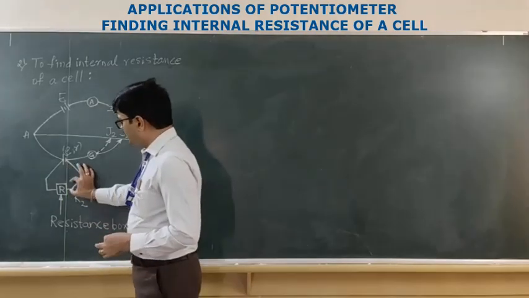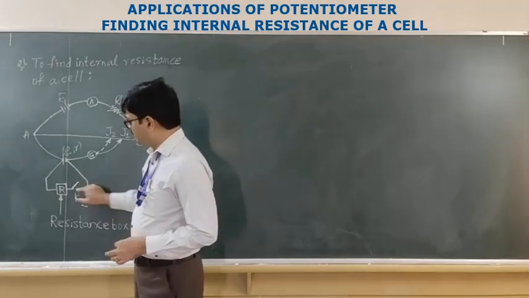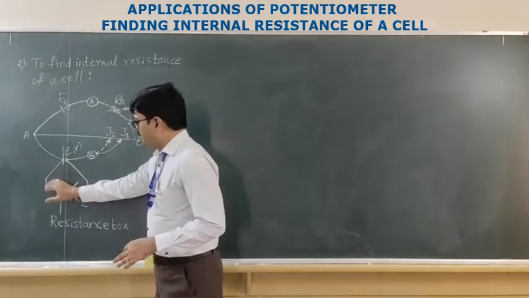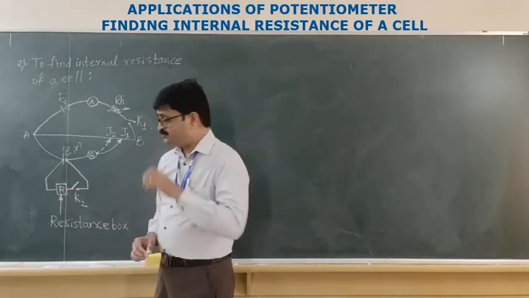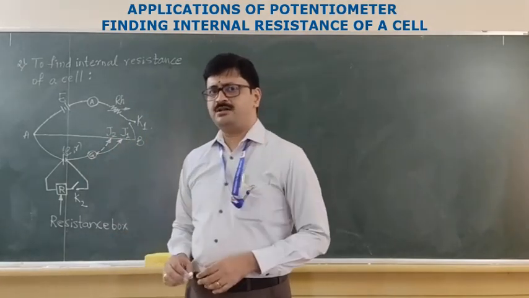Okay. And along with that resistance box, I am connecting key K2 in series with it. So this is the setup, or circuit, across the cell I am considering. Okay, now let us begin with the experiment.